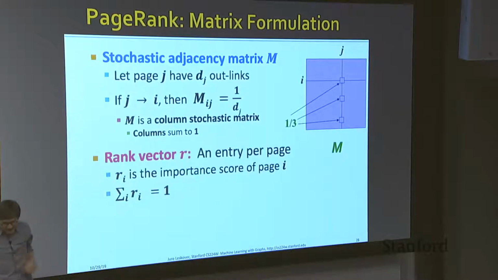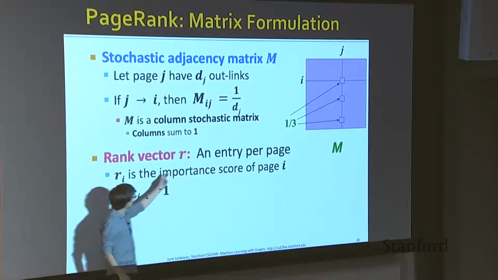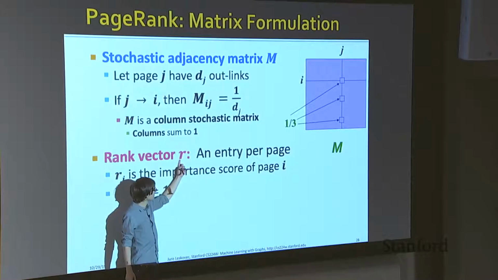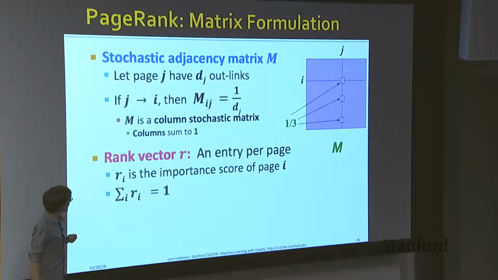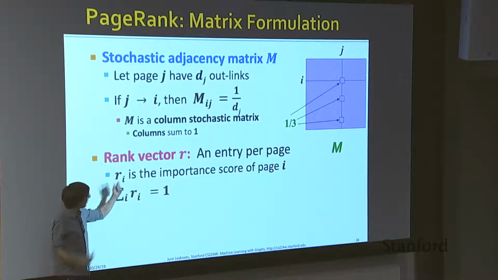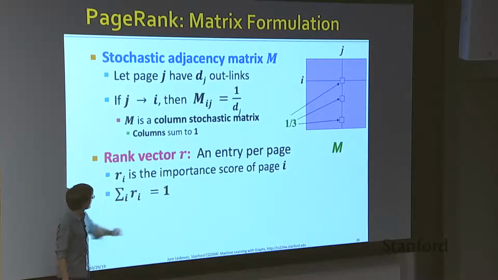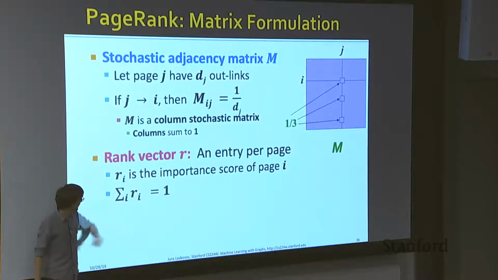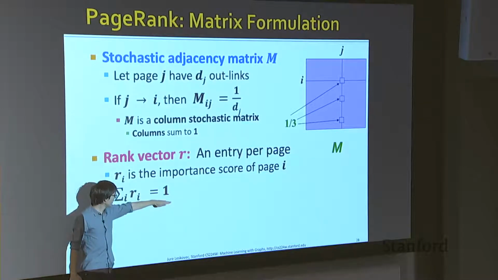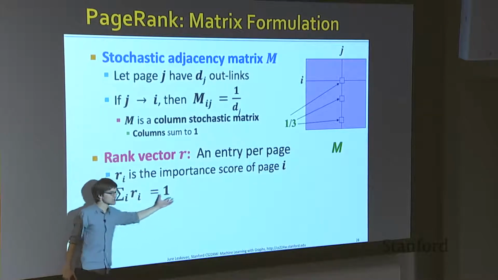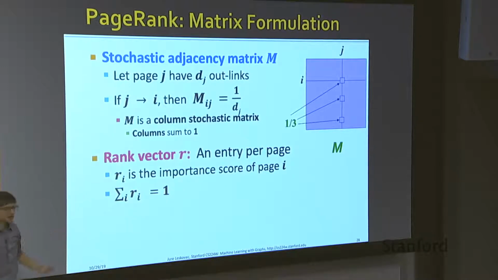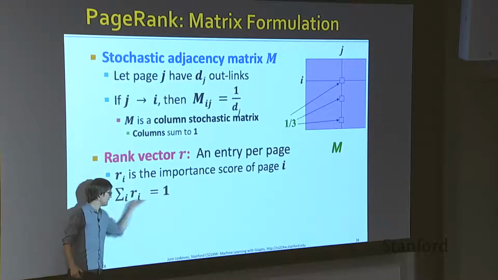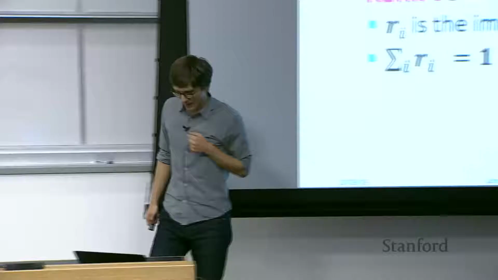Okay? And now we will define this notion of a PageRank vector R, where I have 1 entry, 1 dimension per page. And this entry I of the PageRank vector R is the importance of page I. And as I hinted before, we will require that the importances sum to 1, so that we have a probability distribution over the web pages. You can think of it that way. But we just require importances to sum to 1.